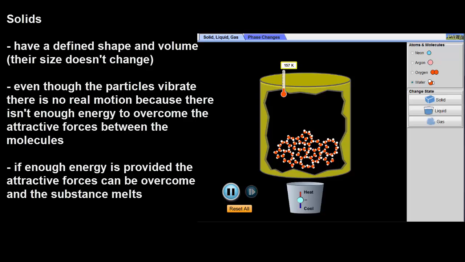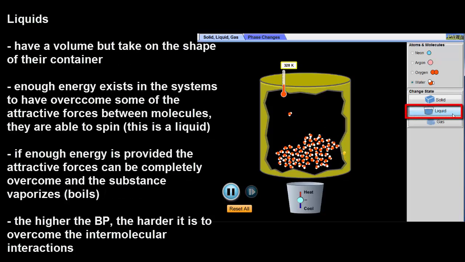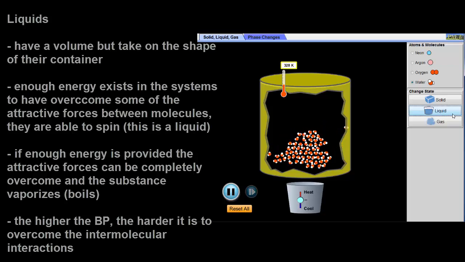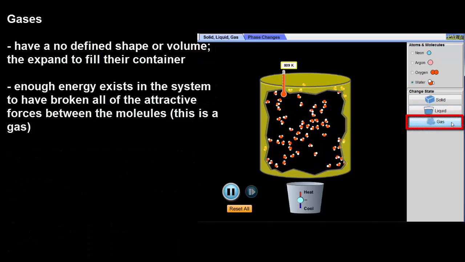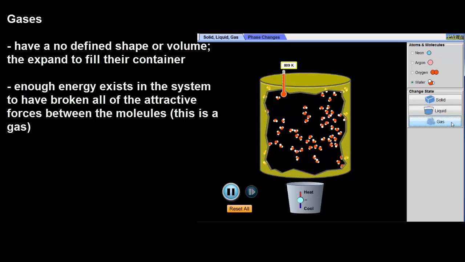In a solid, all of the particles are held together quite strongly. Basically, there's not enough energy present in the system to overcome the attractive forces between them. When changing from a solid to a liquid, the system has gained enough energy, which we see as an increase in temperature, so that the molecules are able to spin. They have a little bit more rotation. They have rotational freedom.